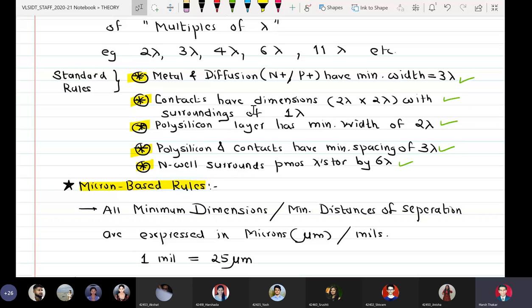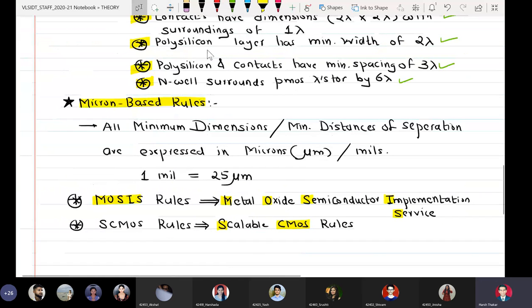So this will form a complete answer, and you can make a note that micron based rules are no longer used. So we can say they are obsolete. Okay.